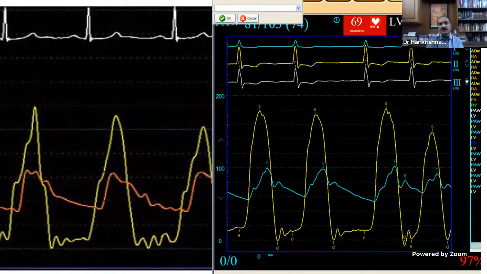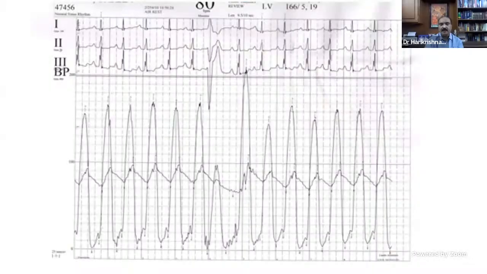Fixed. So this is an example of a dynamic and a fixed obstruction. The first is a spike and dome pattern. Second is a slow rising. So this is an example of a dynamic and a fixed obstruction. What is this? Can somebody discuss?